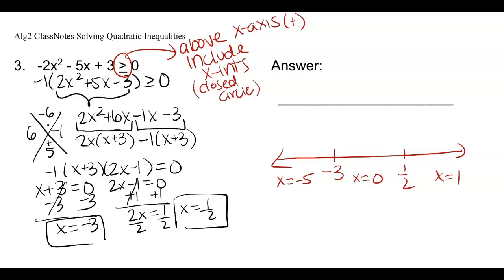So at 2 and 3, or 1/2 and -3, I'm going to put a closed circle here and a closed circle here. You want to include those. Even though I'm looking for values that are above the x-axis, I still want whatever statement I get down here at the bottom to be true. That's the whole point of solving it.